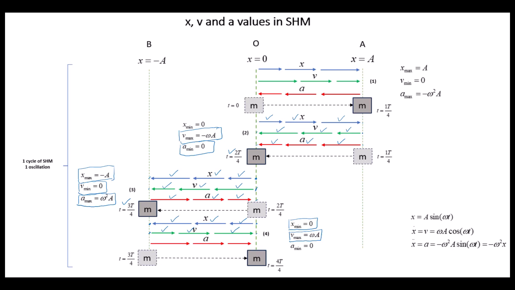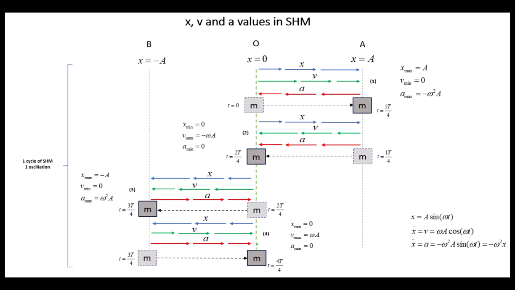Now, talking about acceleration. Acceleration at the point B was omega square A, and as the object moves to the right-hand side towards the point O, the magnitude of the acceleration goes on reducing till the point O, when the acceleration is minimum, and the minimum value of acceleration is 0. In this quarter also, acceleration is always pointing towards the center, and the direction of acceleration is opposite to the direction of the displacement.